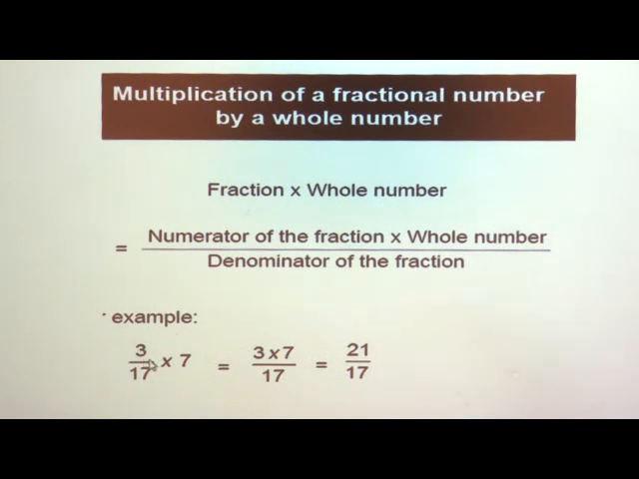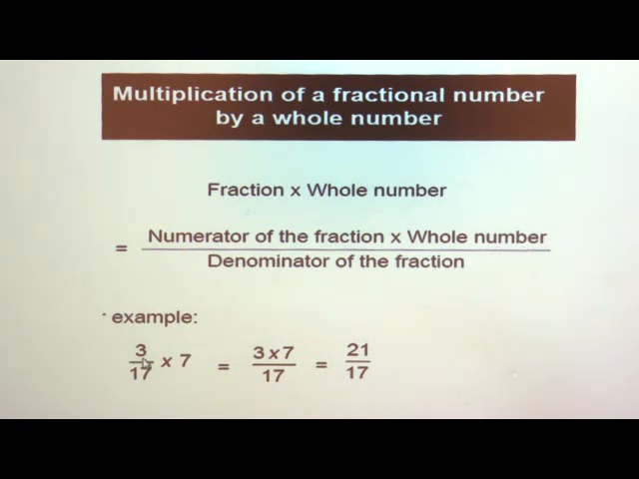So, one of the examples is here. This is our fraction, 3 upon 17. We are writing in the numerator 3 and denominator 17, multiplied by 7. What is 7? Yes, you are right. It is a whole number. So, we have to multiply this fraction with a whole number. Here we had seen that the numerator should be multiplied with the whole number.